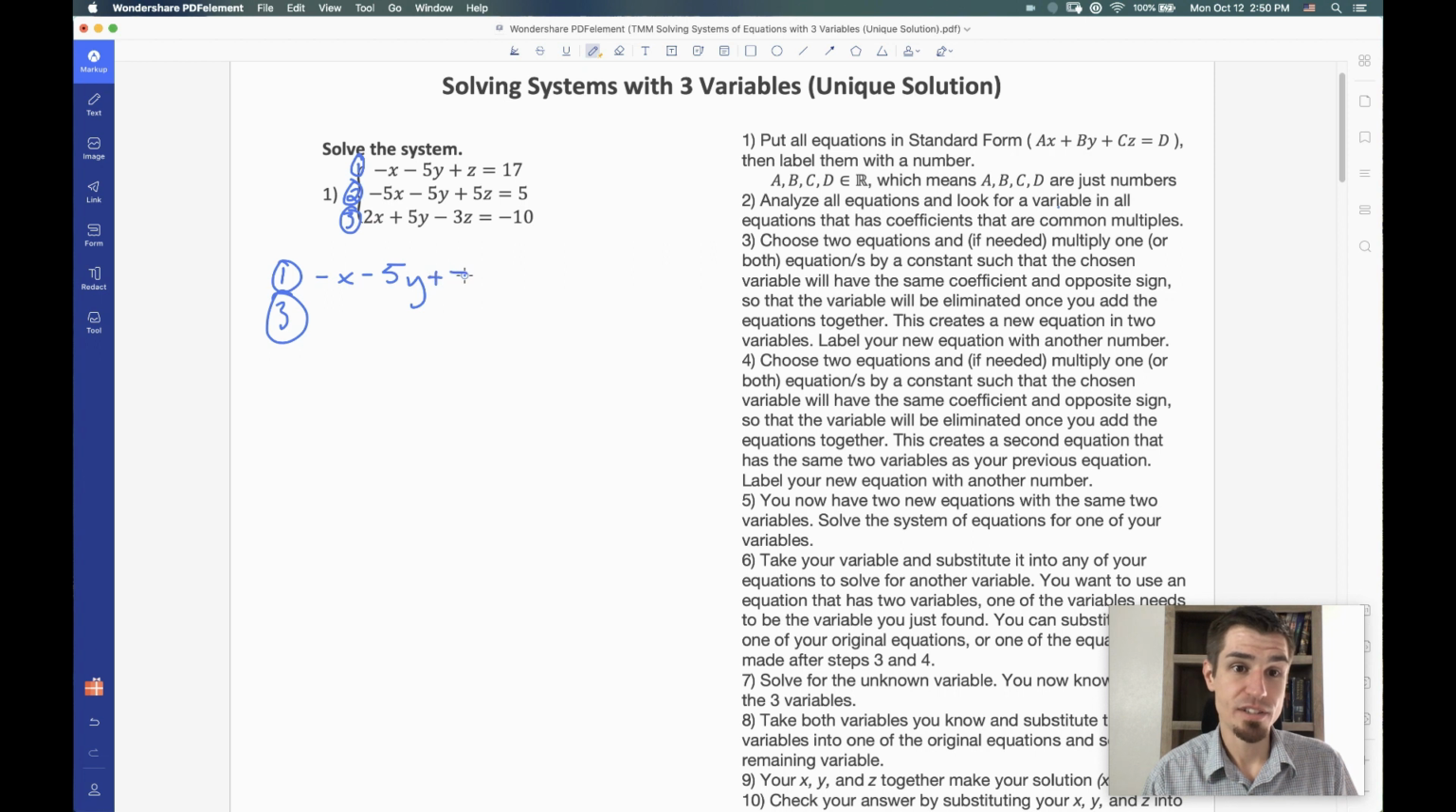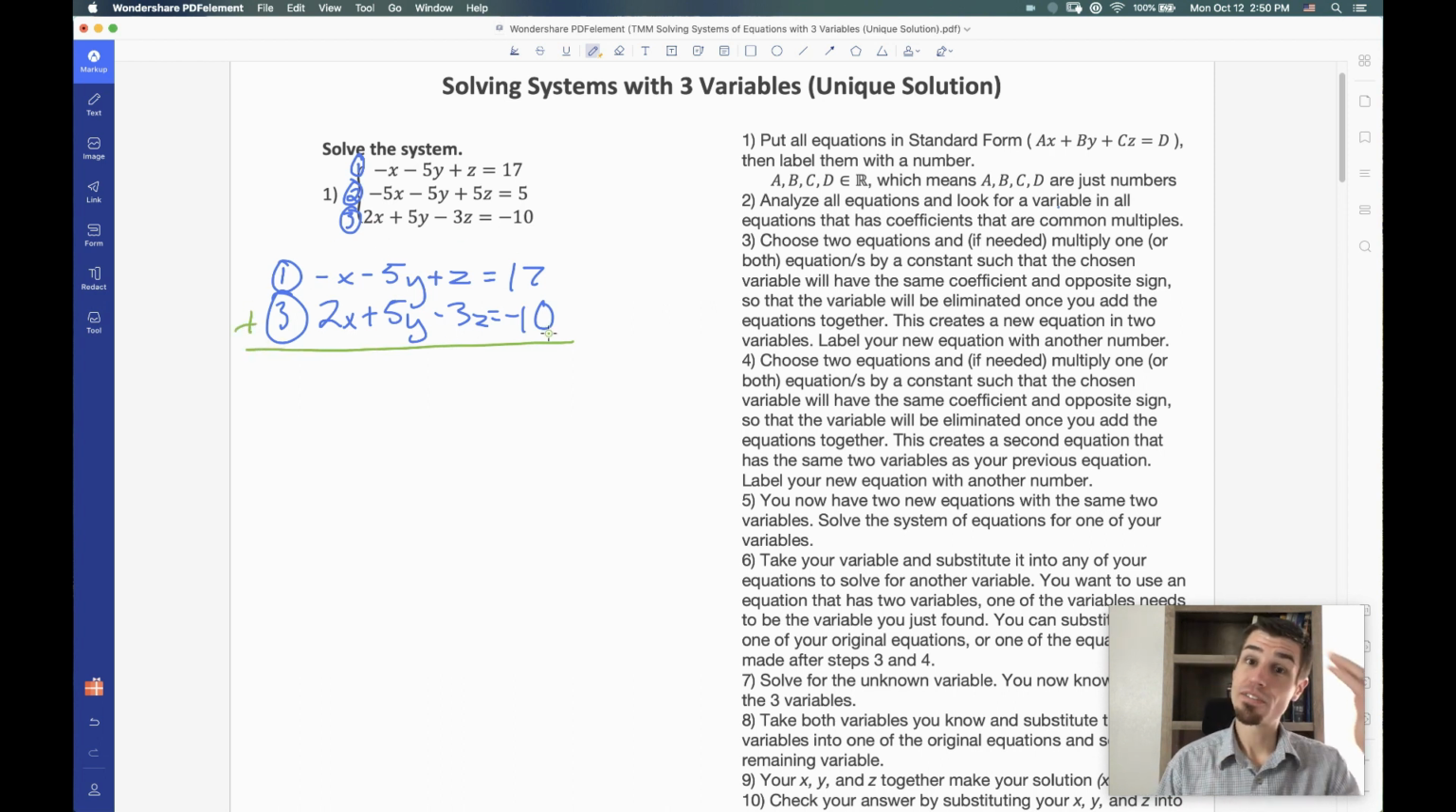-x minus 5y plus z equals 17. That's equation 1 here. And then I'm going to write equation 3 right here. 2x plus 5y minus 3z equals negative 10. So we're using the elimination method here. We're going to add these equations together, so combine like terms, and that will give us a new equation.